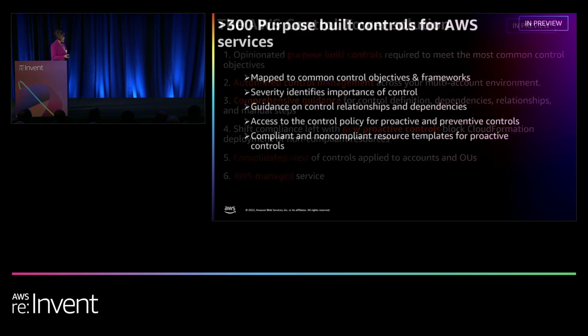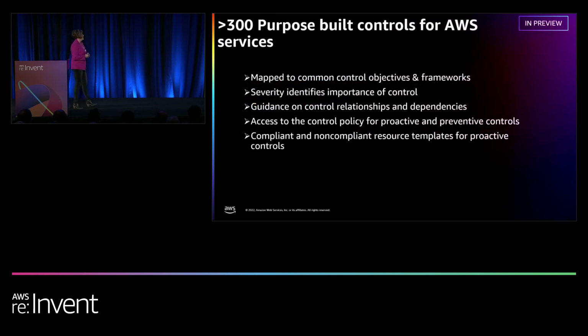Okay, so I mentioned purpose-built controls. We have over 300 now. They're mapped to the common control objective for each control. They're also mapped to the framework, so you can see which ones apply to PCI, which ones apply to NIST, and et cetera. We also provide severity now.